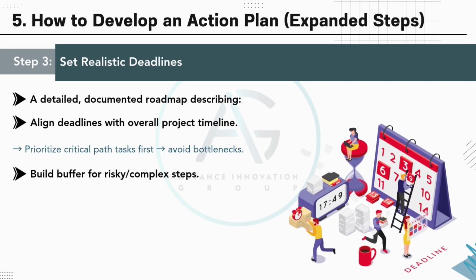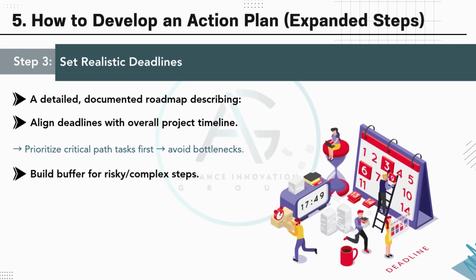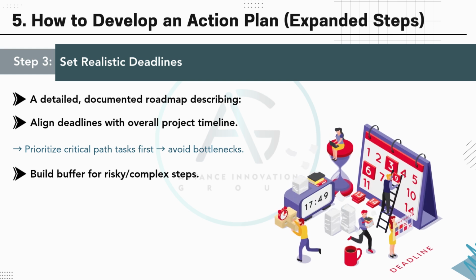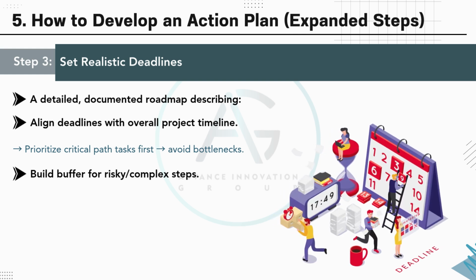In Step 3, we focus on setting realistic deadlines for each action item. A good action plan isn't just a list of tasks. It's time-bound. Deadlines should align with the overall project timeline to ensure consistency across the board. It's important to build in a buffer, especially for tasks that involve uncertainty, complexity, or external dependencies. This helps prevent delays from derailing the entire plan.